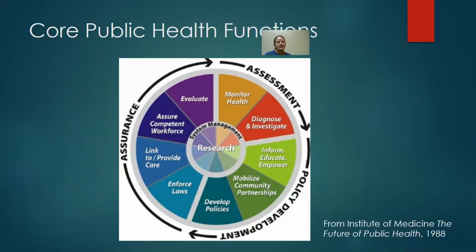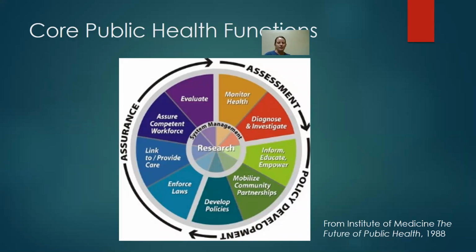Public health has these core functions that were enumerated in the Institute of Medicine report from 1988. And those 3 core functions are assessment, policy development, and assurance. And as you can see from this figure, it's really a cycle of going through these 3 core functions, and then there are 10 essential services within the circle there. And typically epidemiology has worked in the kind of assessment function, so monitoring health and diagnosing and investigating issues.